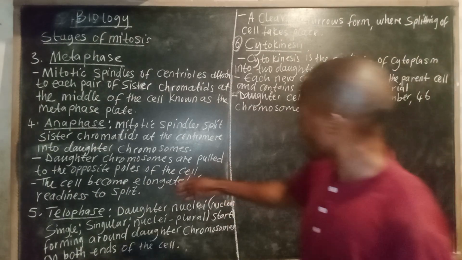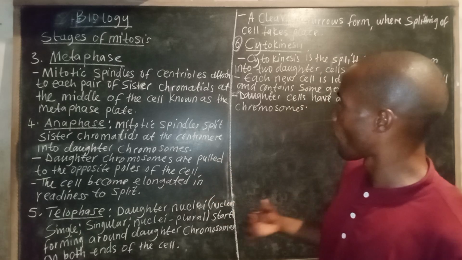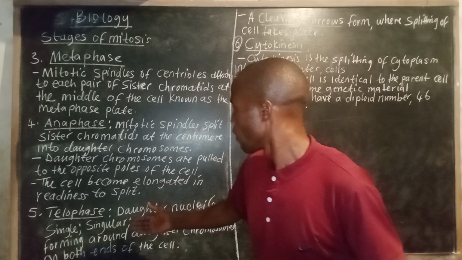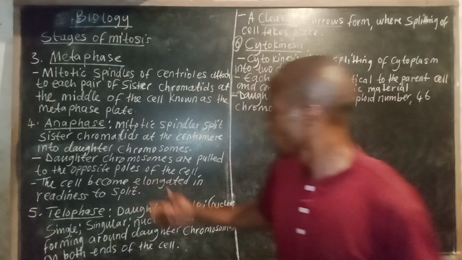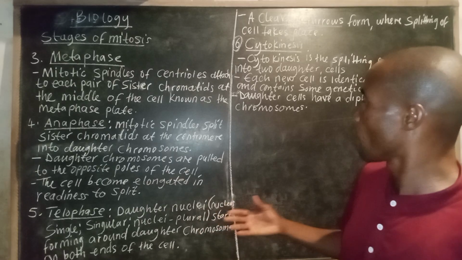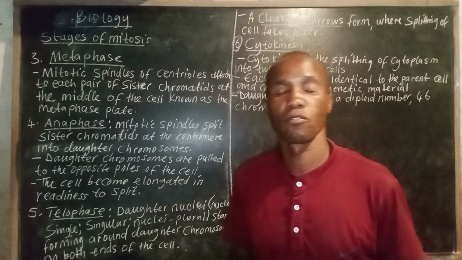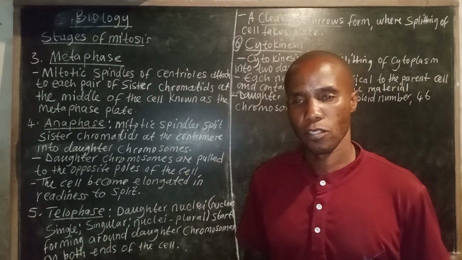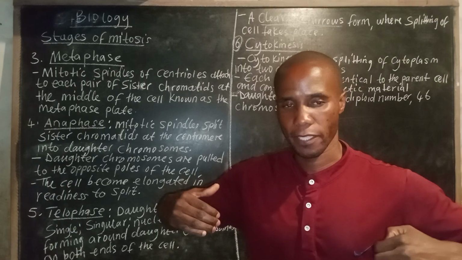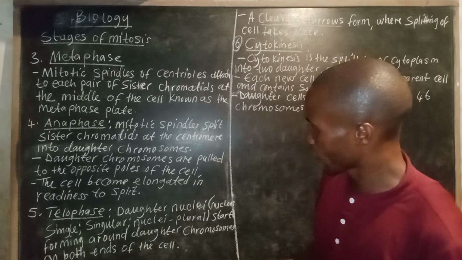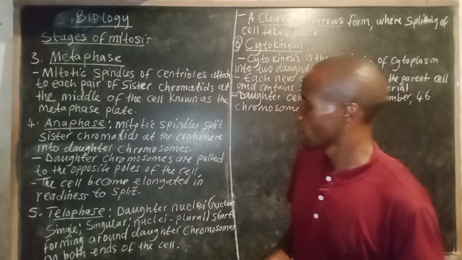Then daughter chromosomes are pulled to opposite poles of the cell during the same phase. Then the other point, the cell became elongated in readiness to do what? To split. So the cell becomes what? Elongated in readiness to split under anaphase.